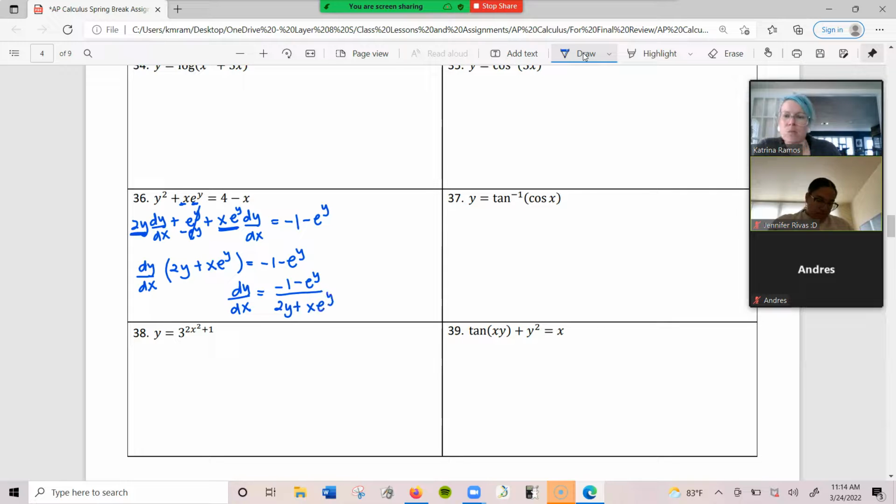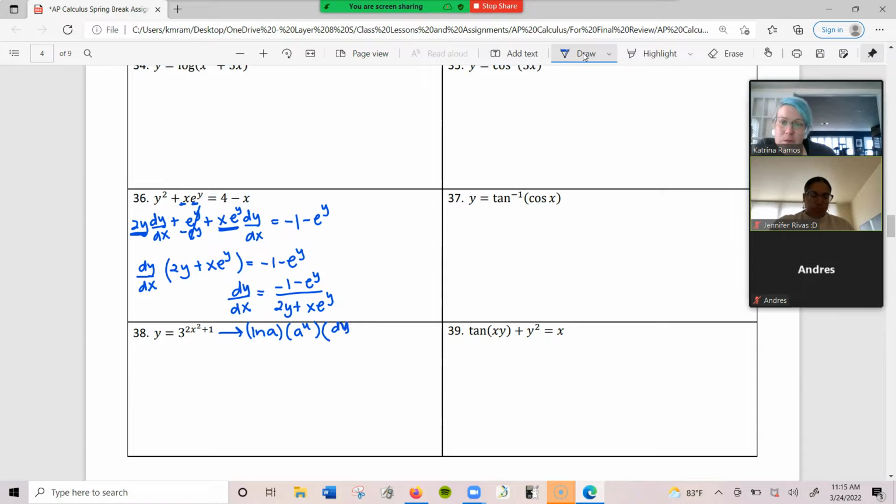That is 36. And then 38, this is an exponential function where your base is not e. So the derivative of anything like this is going to be the ln of your base, which in the notes I called a, so I'm going to be consistent, times the exponential function itself, a raised to whatever the exponent is, and then times the derivative of the exponent.